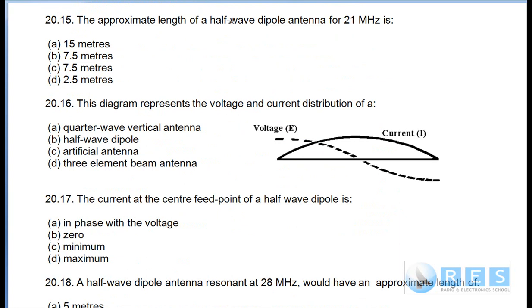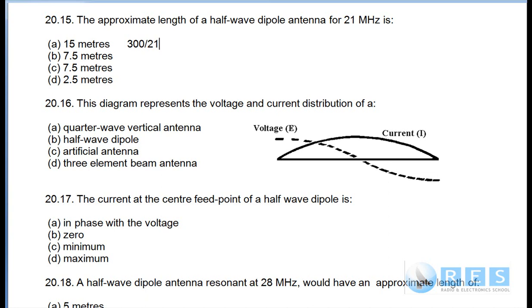20.15, the approximate length of a half-wave dipole antenna for 21 megahertz. Well, if you don't know that 21 megahertz is the 15 meter band, then you have to do a bit of a calculation. Remember it's a half-wave dipole, so we're after a half wavelength, but a wavelength is 300 divided by frequency in megahertz. And that's 21, not 12. And that is a full wavelength, so we would have to divide that answer by 2.